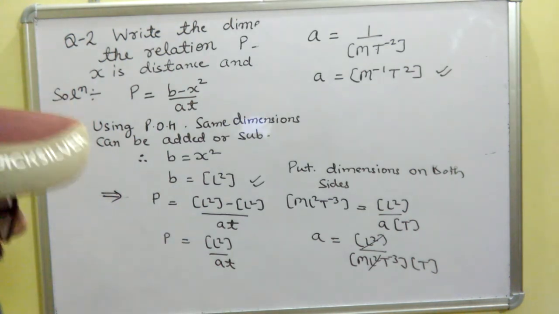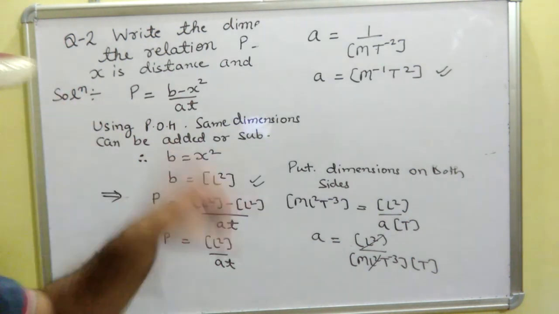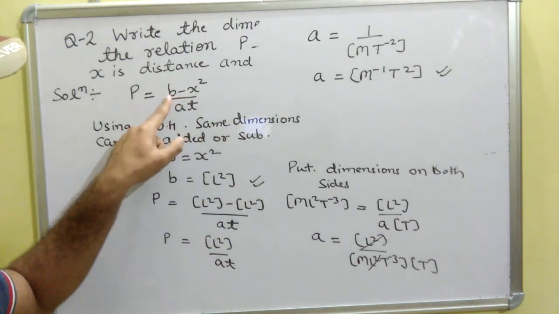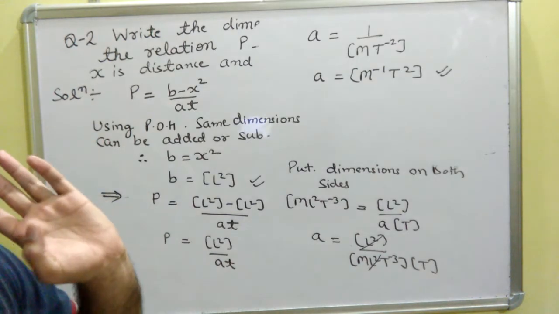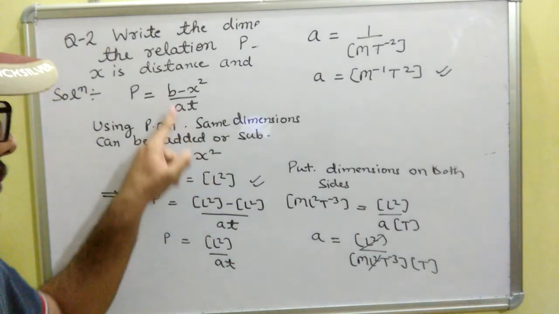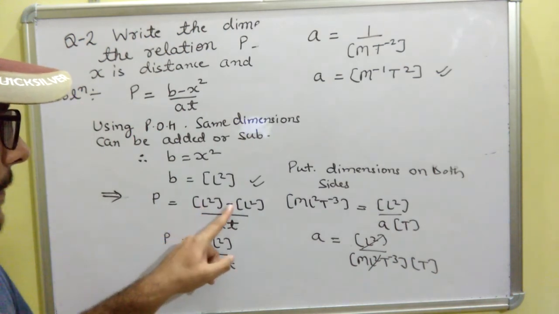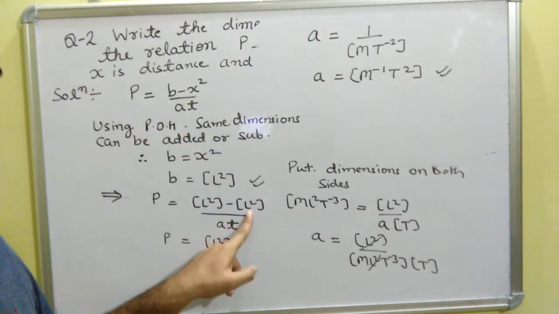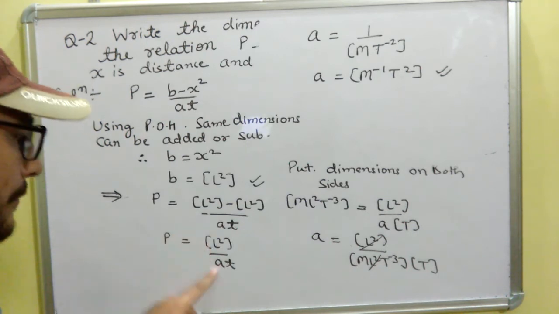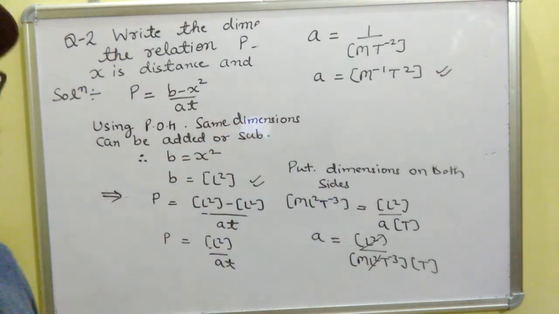So be very careful. First always go for the plus and minus thing. You have minus over here, it means the dimension of B and x square should be the same. So in this way you will get the dimension of B equal to this. Now when you put the dimension of B over here, you will get L square minus x square is L square. L square minus L square will give you L square. Now you can put the dimensions of the rest and you can solve it quite easily.